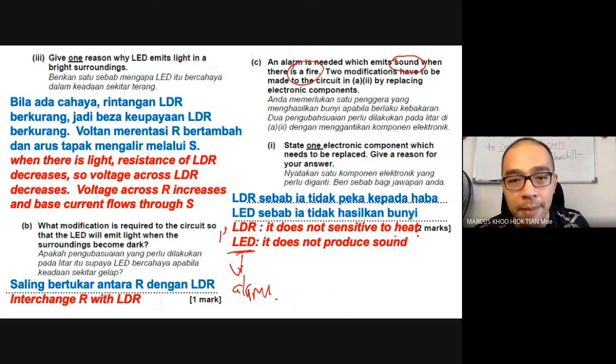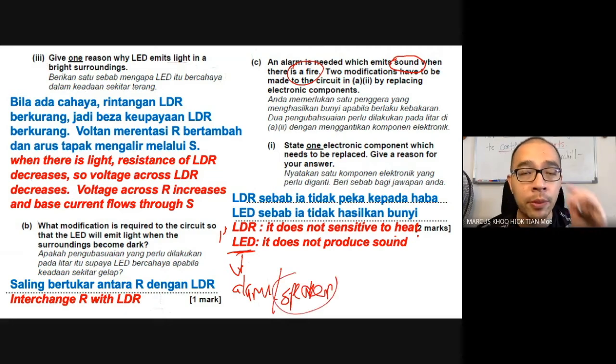If no alarm, you can also put a speaker. Generally in physics, when we talk about a speaker, if there is a circuit and current flowing, it will automatically produce sound, even though it's called a speaker. But of course, the better word is alarm.